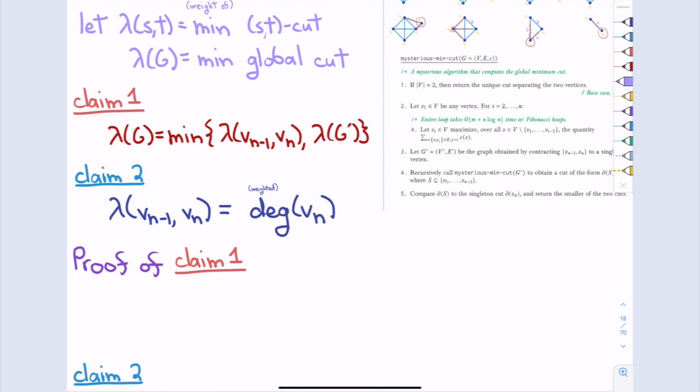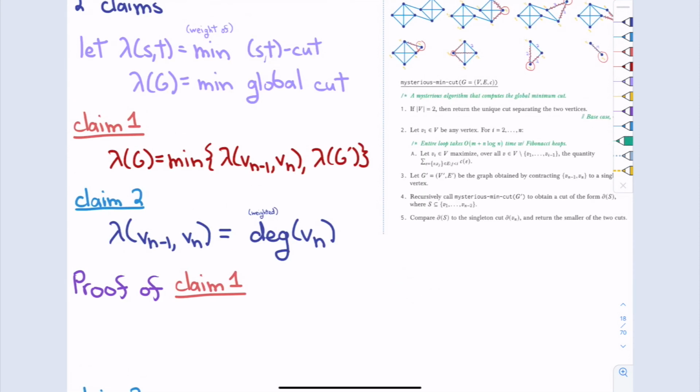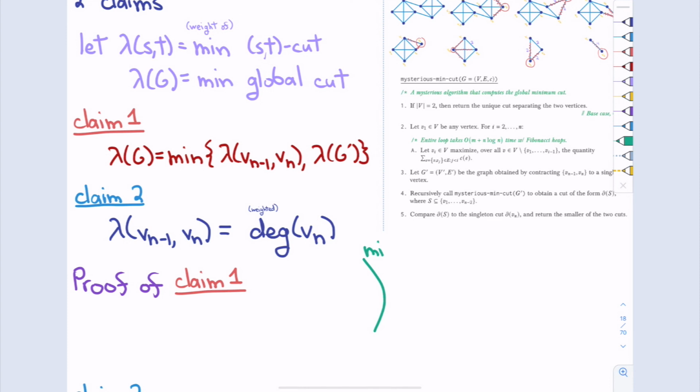Okay, but what's going on? Somewhere in the graph there's the minimum cut, some minimum cut separating the vertices. Now, Vn minus 1 and Vn are either on different sides of the cut or the same side. If Vn minus 1 is on one side and Vn on the other, then the connectivity between those two does give you the minimum cut in the entire graph.